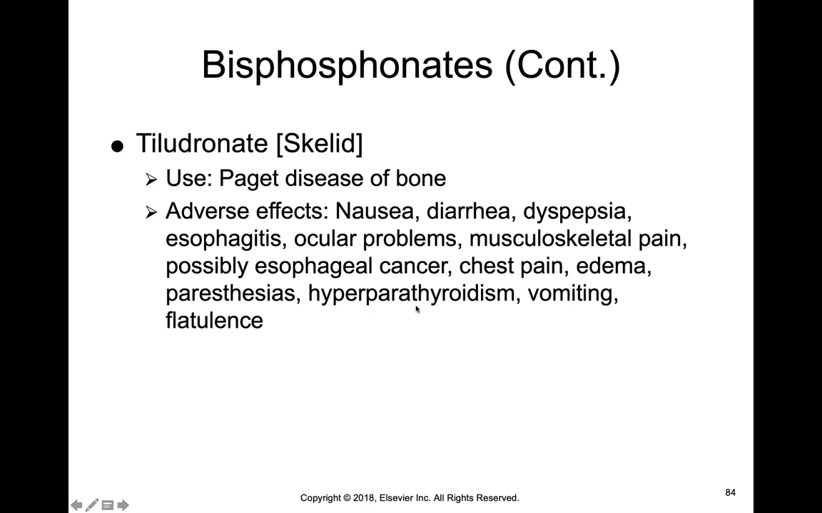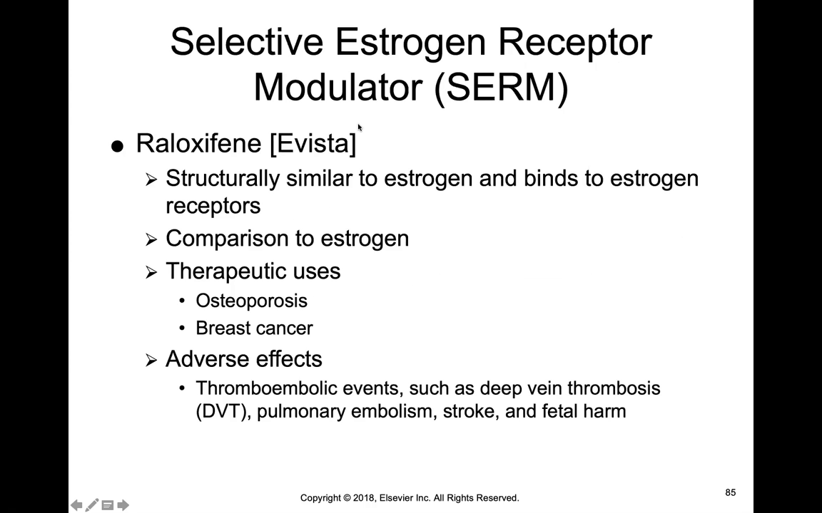Etidronate, same kind of drug. If you remember from our birth control lecture, we talked about raloxifene as a SERM. And just like the hormone replacement therapy, it has some beneficial effect in osteoporosis or preventing osteoporosis. But again, remember, this is an agent that can activate estrogen receptors, so you've got to watch out for the thromboembolic events.